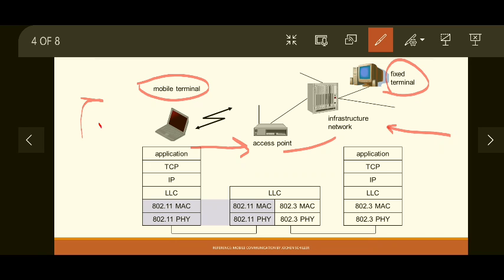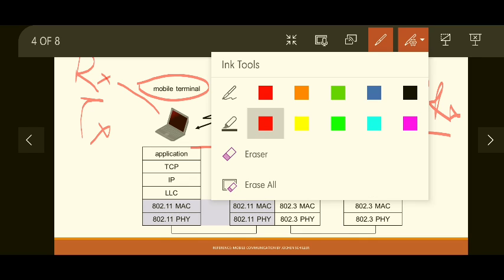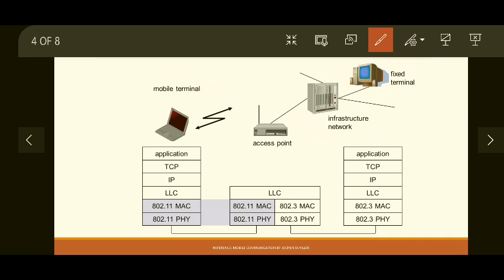Either this may be transmitter, or this may be receiver, or vice versa. This may be transmitter, that is fixed terminal may be transmitter, and this may be receiver. Anything can happen. So this is the scenario. Now if you see the protocol stack for this communication, the upper three layers at mobile terminal and at fixed terminal both have the same type of layers: application, TCP and IP. So they are not standardized by IEEE because users are free to choose their own protocols in this aspect. Okay, why? We will see later on.